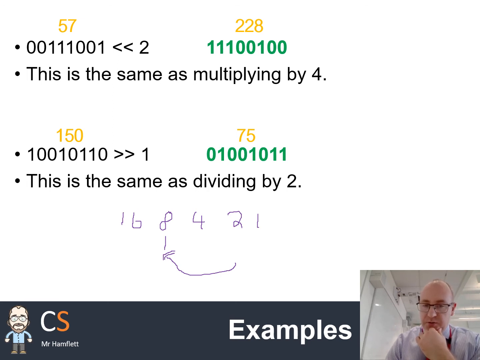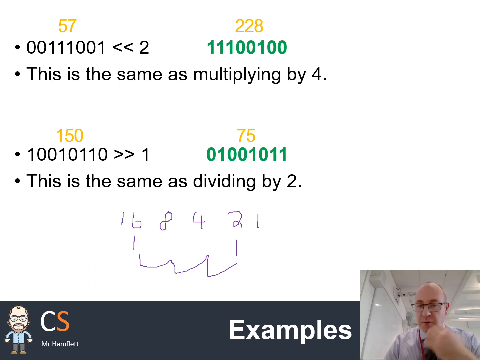So watch what happens when we bit shift by 3. I'm just going to get rid of these. Let's see what happens when it bit shifts by 3. I'm going to put it here, and it's going to go 1, 2, 3 to here. So this time I've timesed it by 2, by 4, by 8. So 2 times 8 is 16.